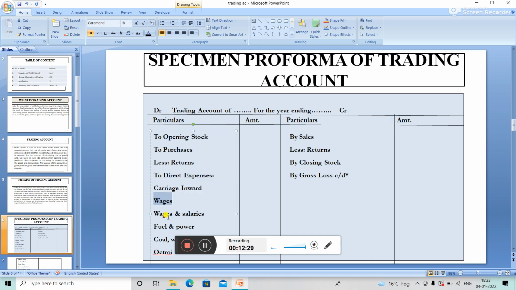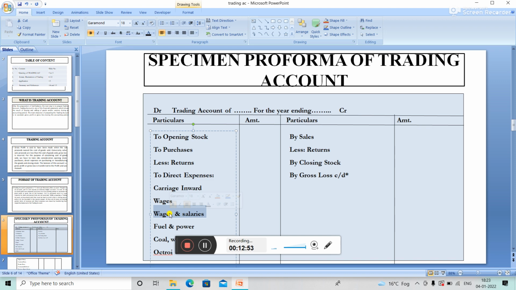Now, one more important thing I want to tell you: if wages and salaries are given in the trial balance, we are going to keep them in the trading account. If salaries and wages are given in the trial balance, we are going to keep them in the profit and loss account. Got it? I hope this is clear.